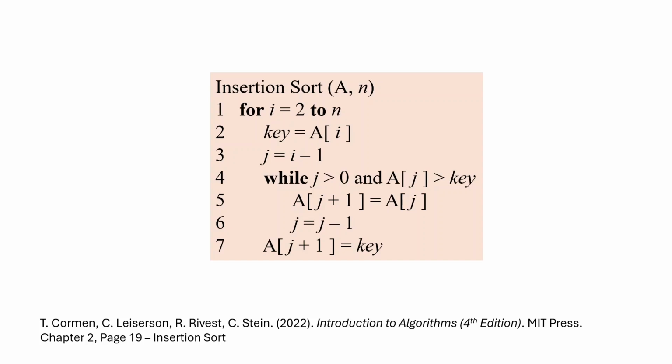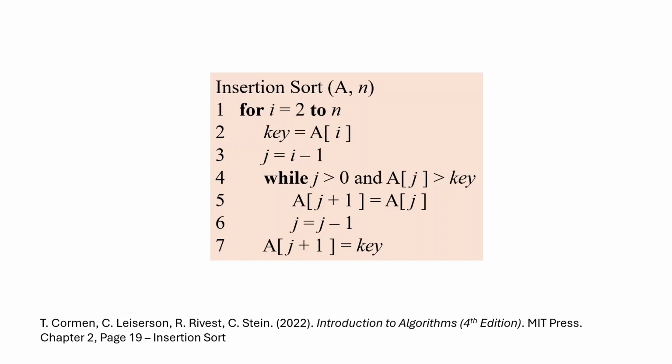And inside your loop for your pointer I, you're going to first take a memory variable key, and you're going to store the element pointed to by I. Then you're going to bring up a pointer j, and you're going to point it at I minus 1. So if I equals 2, then j is going to equal 1. And then you begin a loop that while j is greater than 0, and the element pointed to by j is greater than key, then you're going to execute steps 5 and 6.